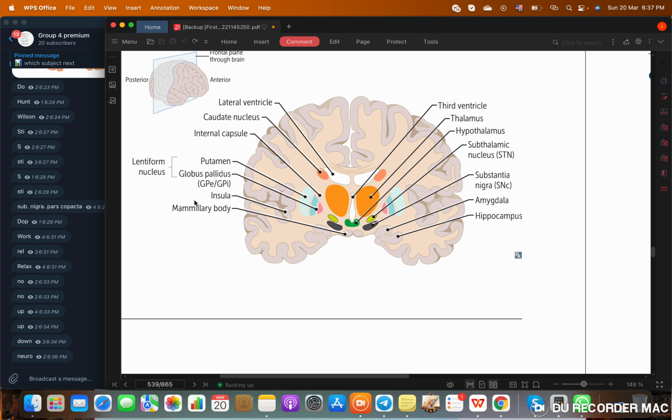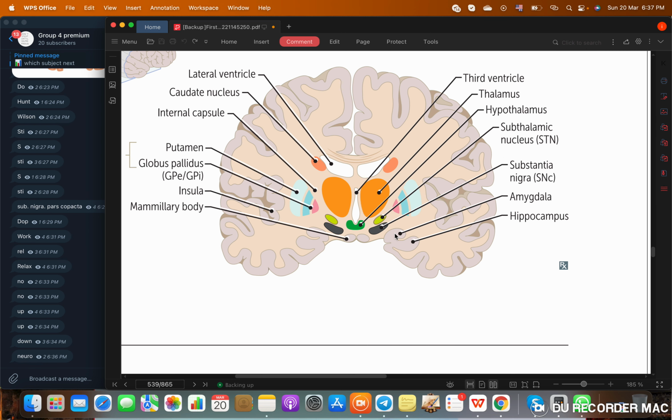So, the next structure we speak about is going to be the amygdala. What is the amygdala responsible for? Come on, you know the amygdala.